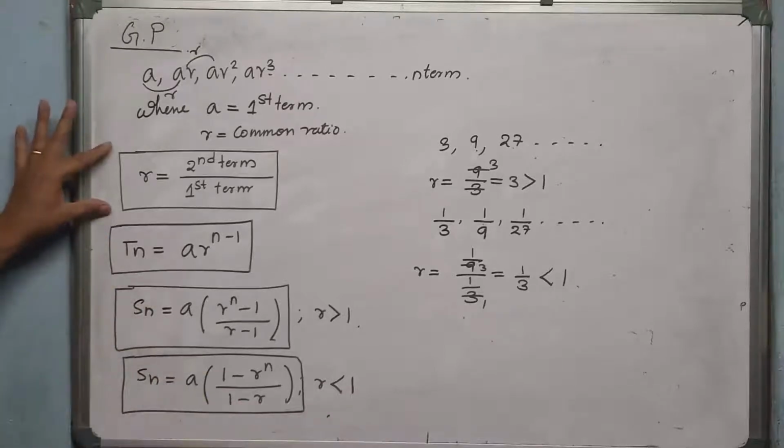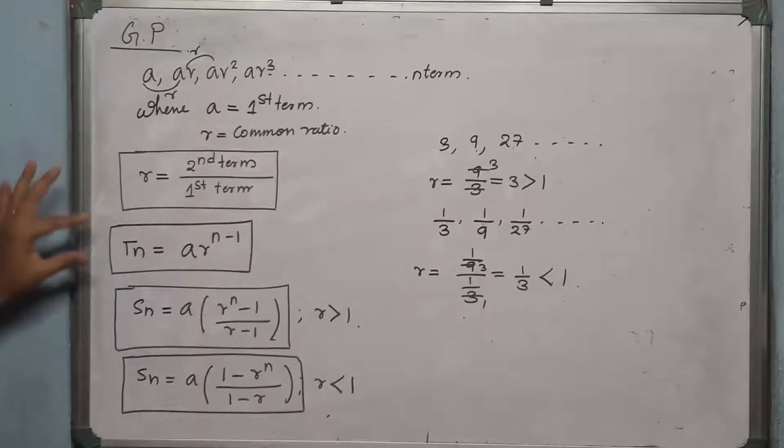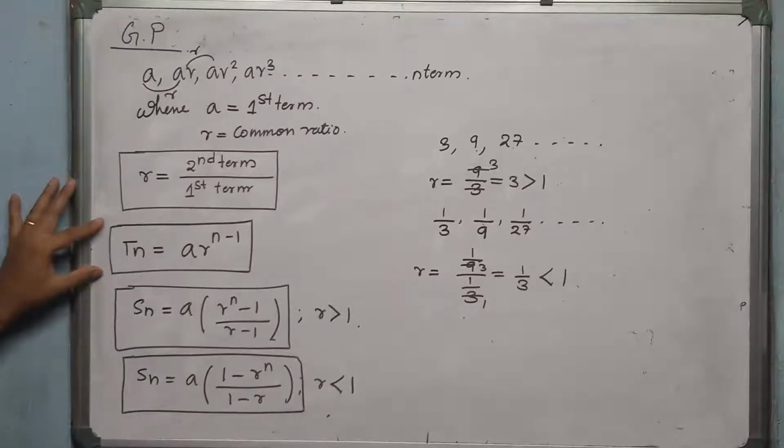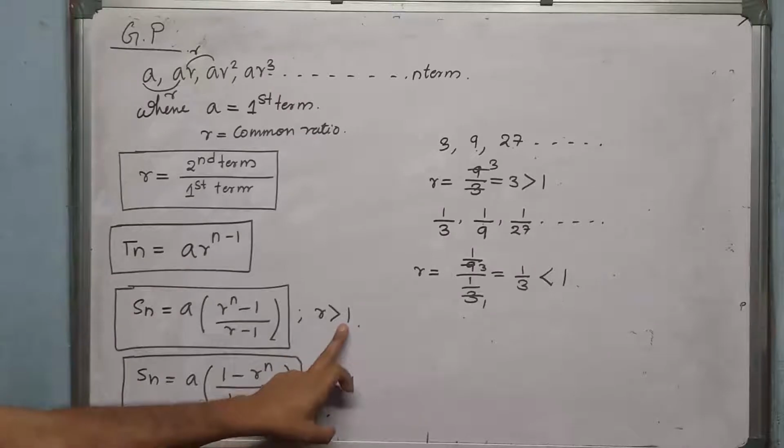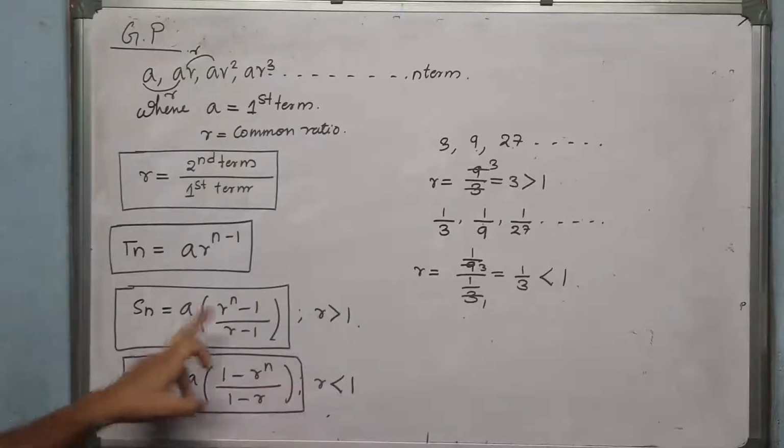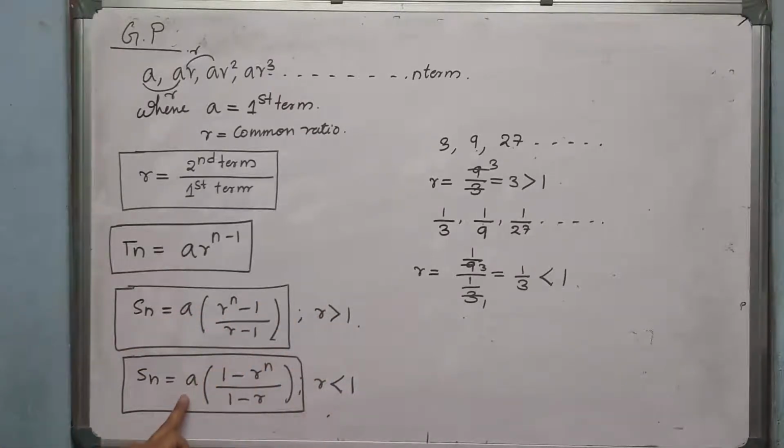Now these are the formulas for calculation of the common ratio. This is the formula to calculate the Tn term of a GP. These two are the formulas to calculate the sum of n terms. There are two formulas for the sum of n terms. If the common ratio is greater than 1, use the first one. If the common ratio is less than 1, use the second formula. These are the formulas.